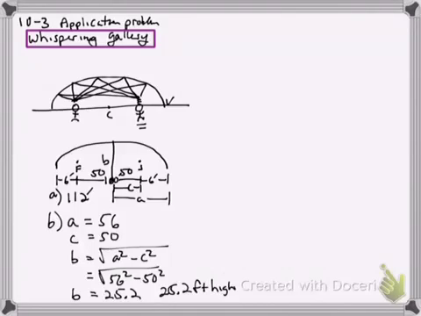Again, nothing tricky with the application problems. The only thing I would make sure you do is, when you set these up, always put the origin at the center. That will make things a whole lot easier when you're trying to solve them, because then you can just use the x squared over a squared plus y squared over b squared equals 1 format.